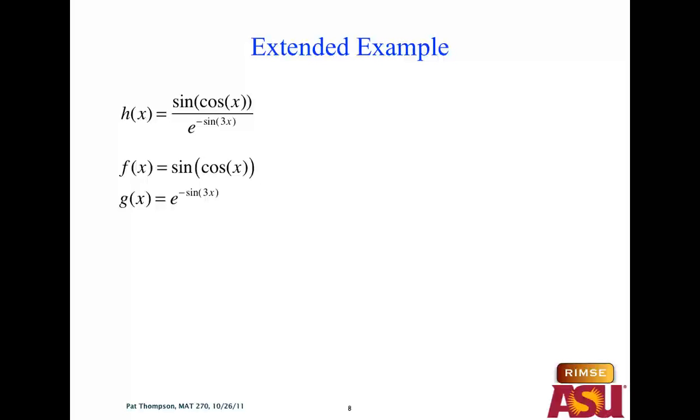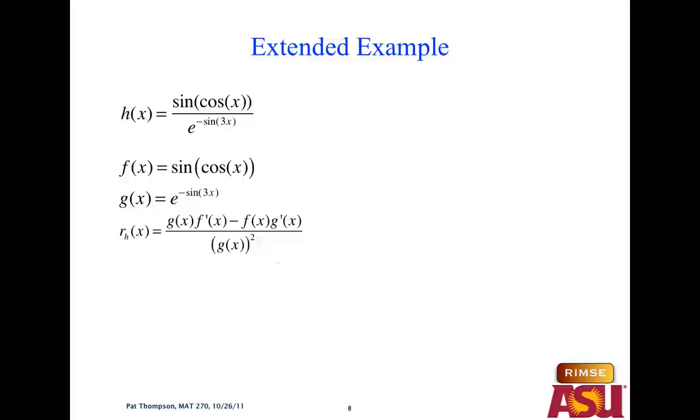Okay, so we pinpoint what our high and our low is. High we're going to call F. Low we're going to call G. And so the rate of change is going to be low d high minus high d low, draw the line, square below. Okay, so we're going to need the rate of change of F. How do we do the rate of change of F?